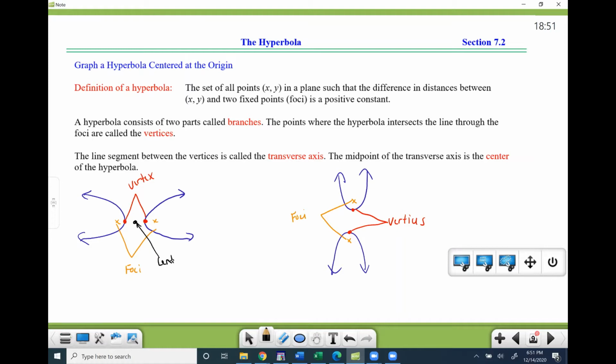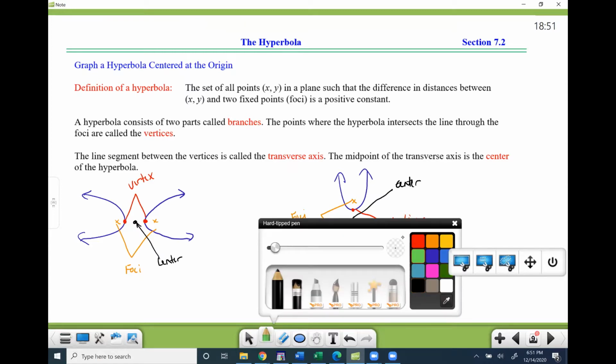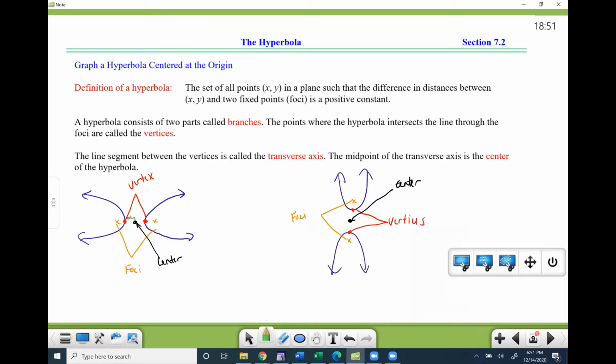The letters that you're used to still apply. So all that hard work you did with the ellipses still holds true. The distance from the center to a vertex is still going to be called A. The distance from the foci and the center is still going to be called C. So nothing has changed in that regard. C is bigger than A now. So that's interesting because C used to be smaller than A when you were in an ellipse.